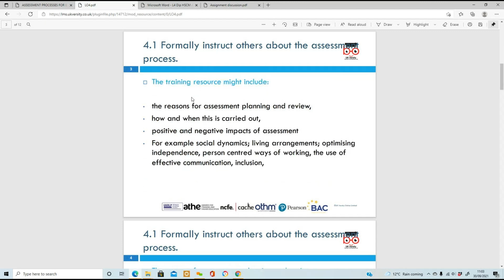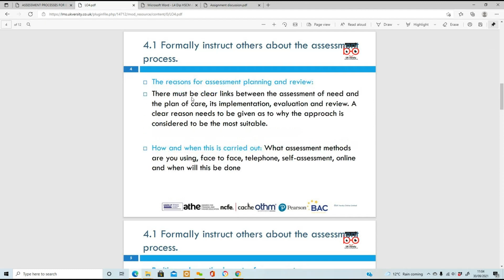Now, these training resources, whichever way that you're actually passing on information, might include some of these things here. You might have the reasons for assessment planning and reviews. So why are they actually done? You're going to have information about how and when this is carried out. You'll have positive and negative impacts of assessments. And then you'll have examples of social dynamics, living arrangements, optimizing independence, person-centered ways of thinking, and the use of effective communication and inclusion. So when you're giving training, in effect, to your colleagues, letting them know about assessment processes, you'll most likely cover these type of topics.